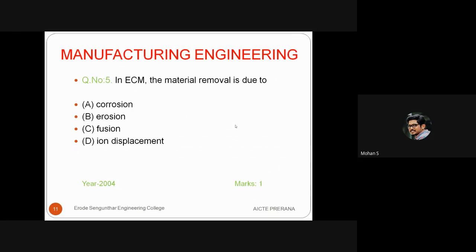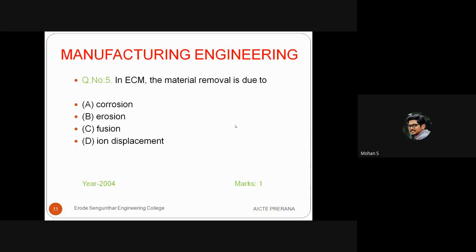Okay, in the ECM process, what is responsible for removing the metal? That is your question. The answer options are: option A, corrosion; option B, erosion; option C, fusion; and option D, ion displacement. This question was asked in the year 2004, and it carries one mark.